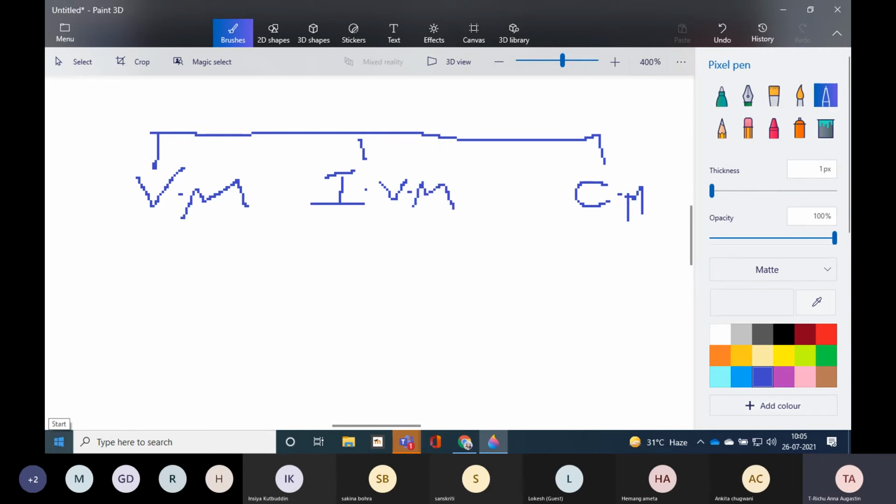Now, talking about voluntary muscles, these muscles work according to our will. That means when we think of moving these muscles, only that time these muscles move. Now, they are also known as skeletal muscles. Why are they known as skeletal muscles? Because they are attached to the bones and help in body movements.